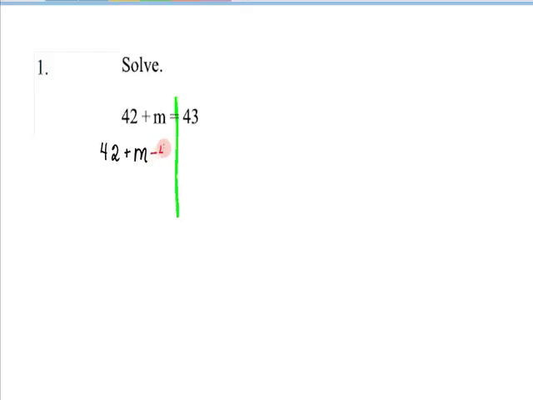I'm going to subtract 42. Now I know that they are away from each other. Nevertheless, 42 minus 42 gives me 0, and that leaves m. On the right side, I have to do the same activity. I have 43, but what I did was subtract 42 on the left side, so I have to do it on the right side. 43 minus 42 is 1.